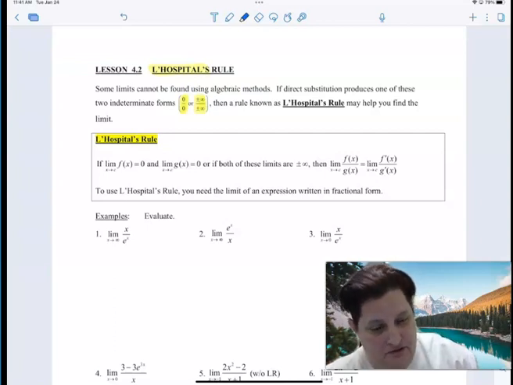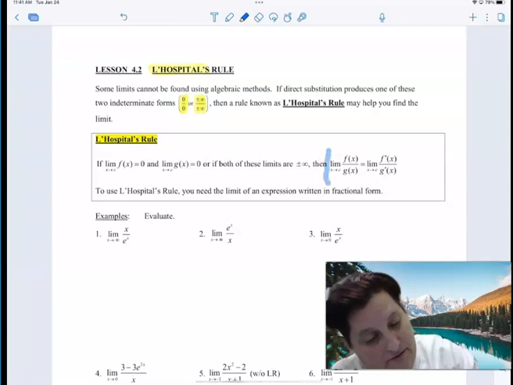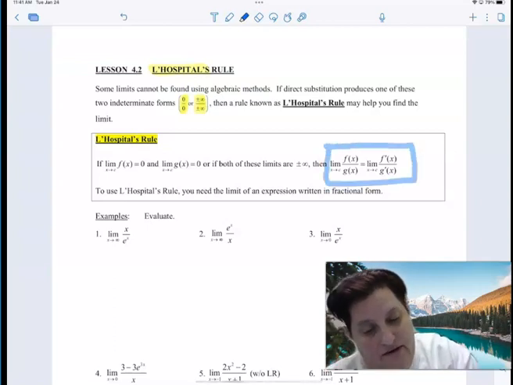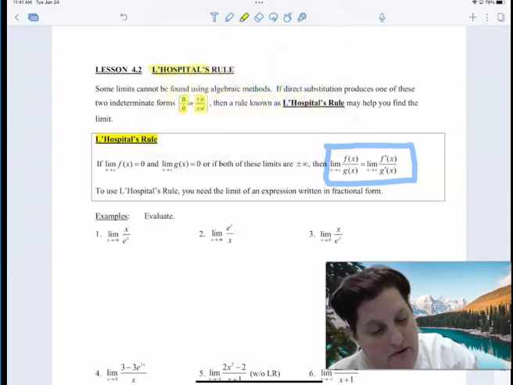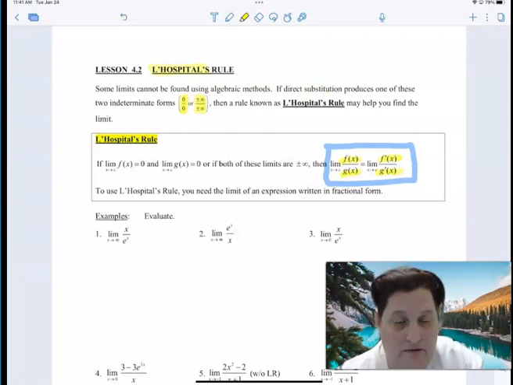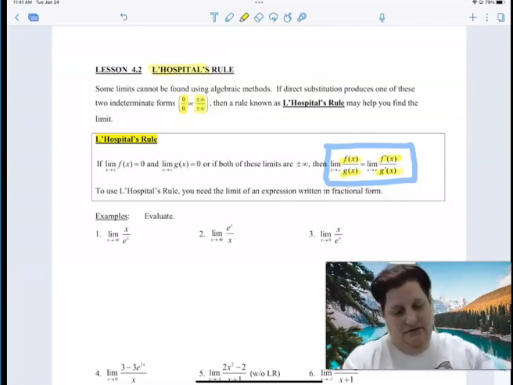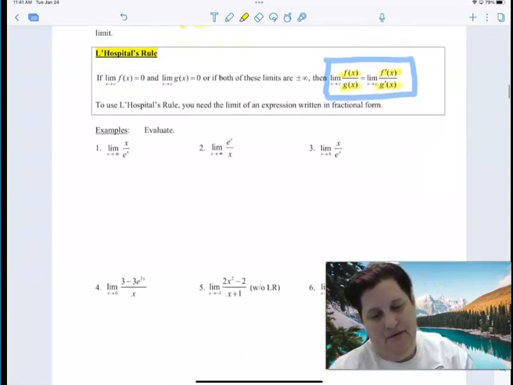So L'Hôpital's rule works like this. If the limit of, let's say, the top and the bottom both go to 0, or if they're both positive or negative infinity, here's what we do. We take the derivative of the top, we take the derivative of the bottom, and then we just do the limit again. And if that doesn't work, you can keep going and do the limit again, and then again, okay? This is how L'Hôpital's works. It basically says you can take derivatives of the top and the bottom separately and keep taking limits, all right?